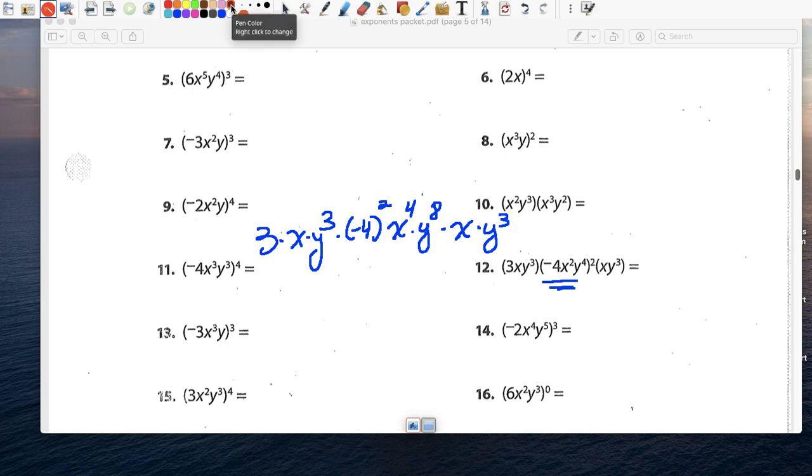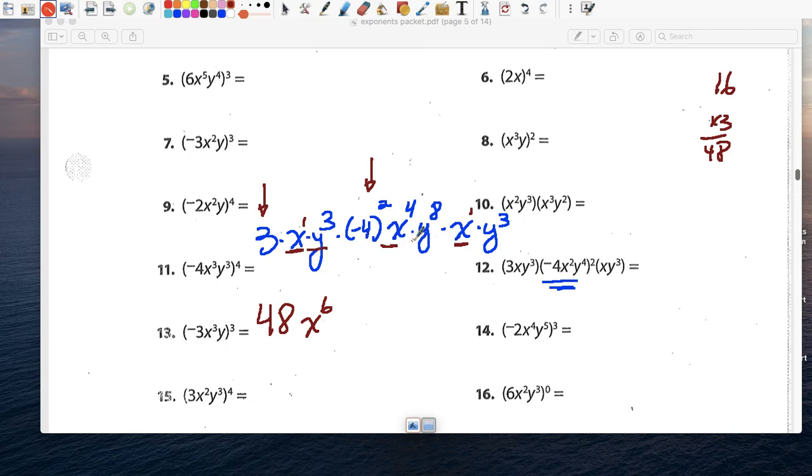Now we can take one more step and simplify this expression. So let's do the coefficients. We have a 3 over here and a negative 4 to the 2nd power. Negative 4 to the 2nd power is 16. Times that 3, you're going to get 48. So it's going to be 48 positive. The x's, I have x here, x to the 4th, and x. Well, there's a 1 here, there's a 1 here. So that gives me 1 plus 4 plus 1, x to the 6th.